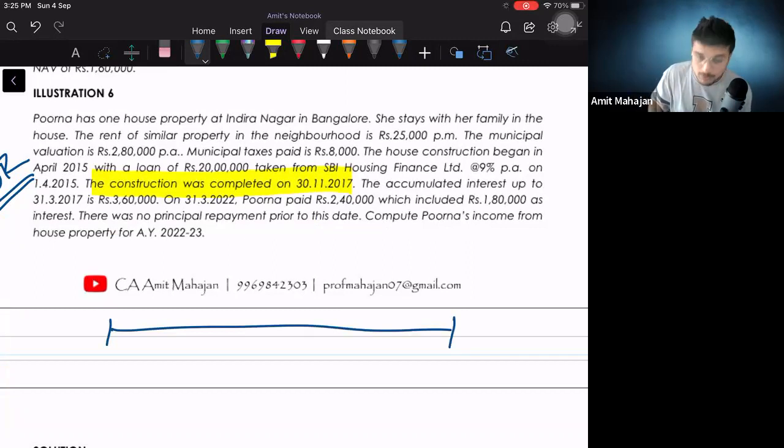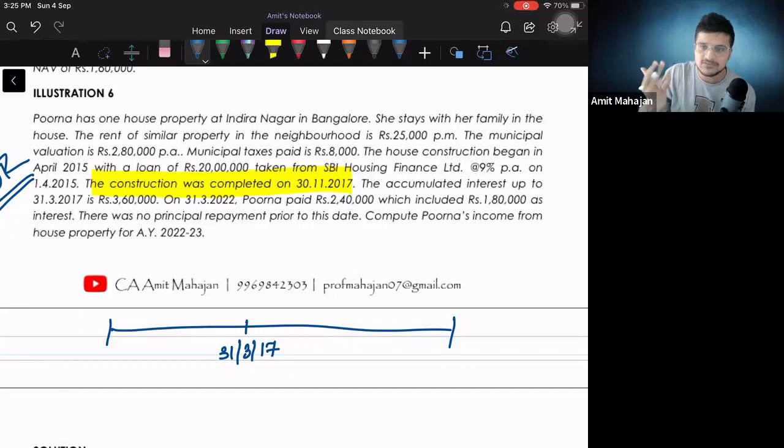When was the construction completed? On 30/11/2017. On 30/11/2017, if I look back on 31/3, which 31/3 will I be able to see? 31/3/2017. Perfect. So I will write 31/3/2017 here. So can I say prior to 31/3/2017, it was pre-construction period, and post 1/4/2017, it is post-construction period, right?